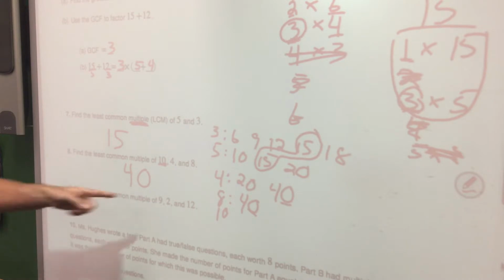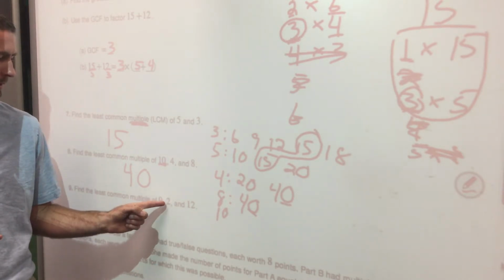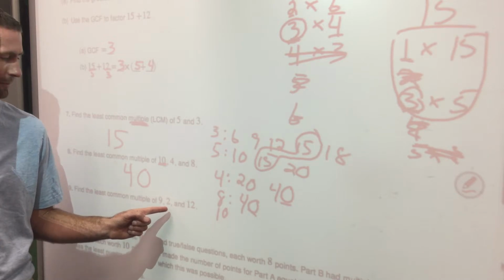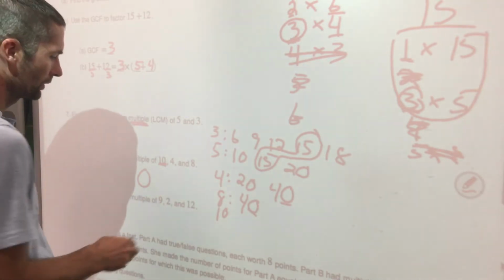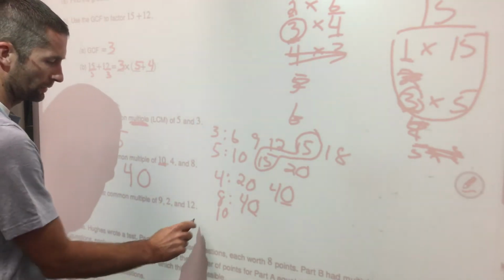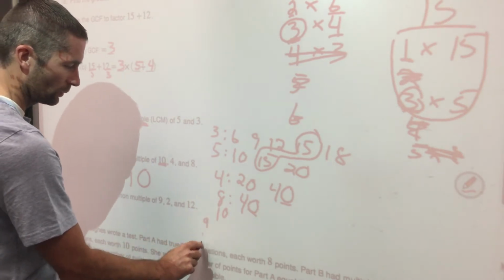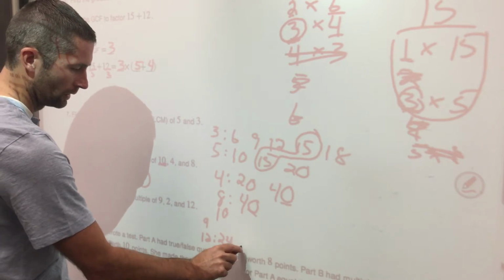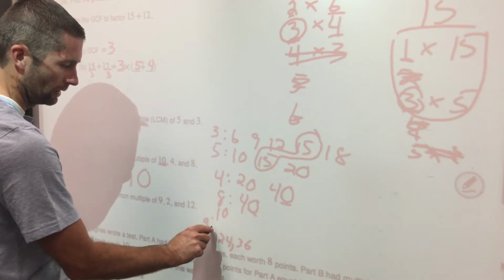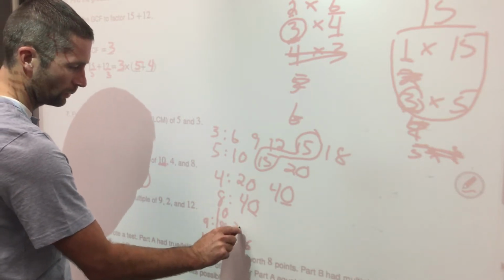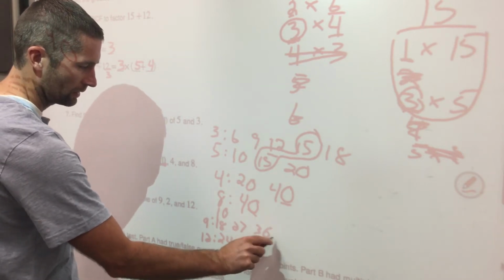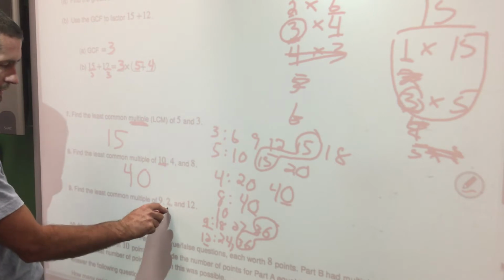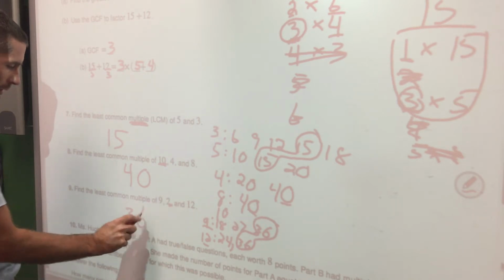Okay, least common multiple of 9, 2, and 12. Well, 2's even, so it can only be even numbers. So all I really need to find is 9 and 12. Because 12 is even. 12, 24, 36, 9, 18, 27, 36, 36 for both of these, 9 and 12. That also works for 2. 36 it is.